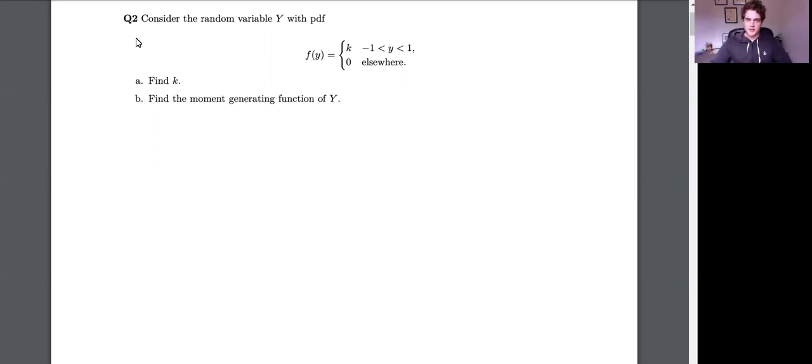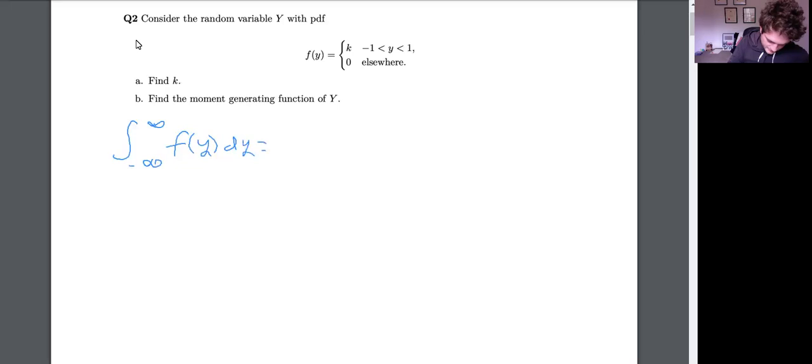And so we know that f of y must satisfy two things. It must be always positive, or at least non-negative, and it must integrate to 1. So to find k in part A, we're going to integrate this and find the value of k which makes it 1. So we have the integral from -infinity up to infinity of f of y dy must equal 1. I'm going to solve for k.